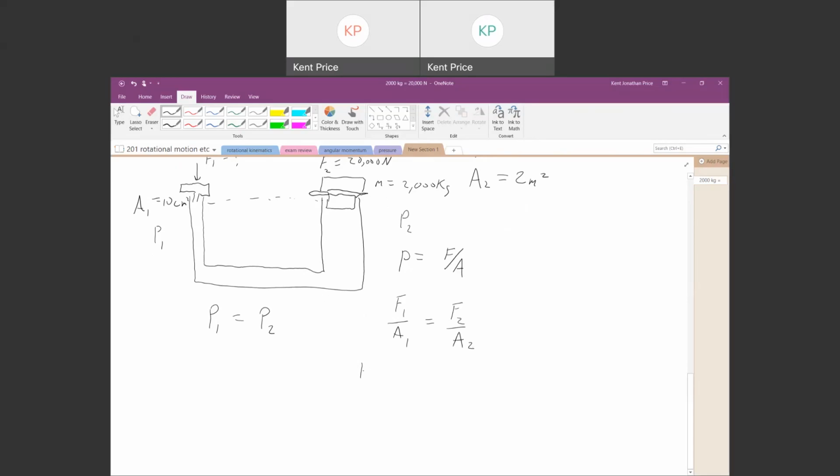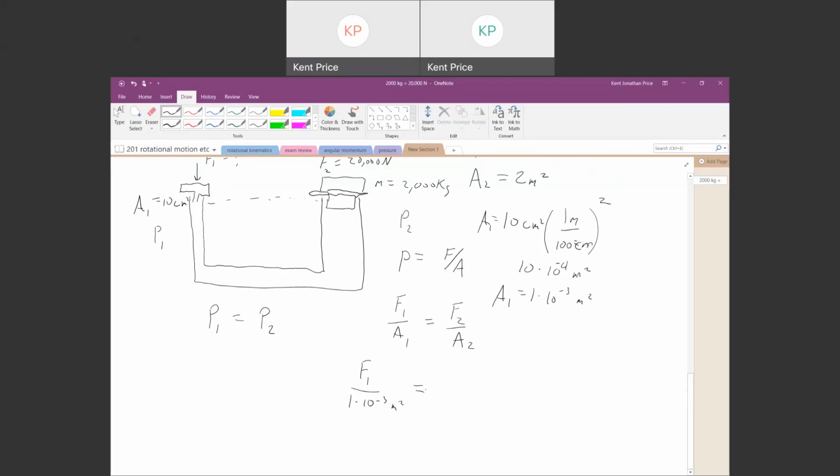F1 is what we're looking for, over A1, 10 square centimeters. Well, we've got to convert that to square meters. Right here, 10 square centimeters, we multiply that by 1 meter over 100 centimeters. And because the centimeters are squared, I have to square my conversion factor. So 100 squared is 10 to the 4. 10 times 10 to the minus 4, because the 100 is in the denominator, 10 times 10 to the minus 4 square meters, or 1 times 10 to the minus 3 square meters for A1. So we have F1 over 1 times 10 to the minus 3 square meters.